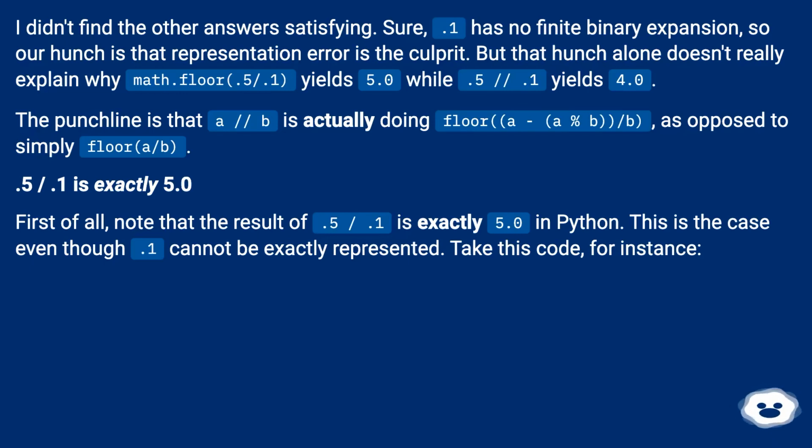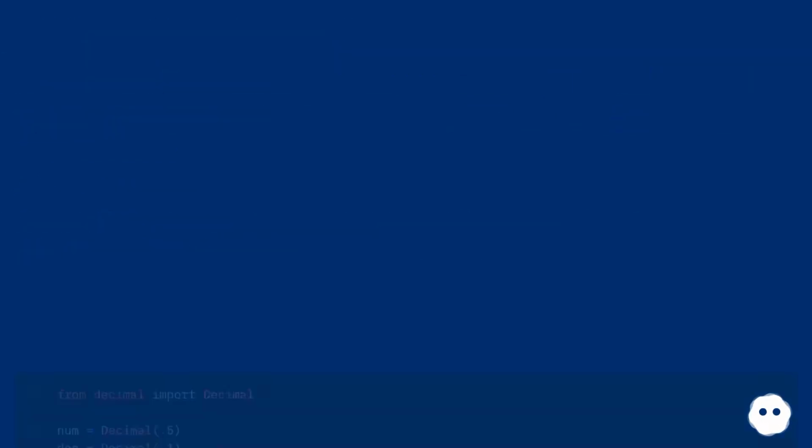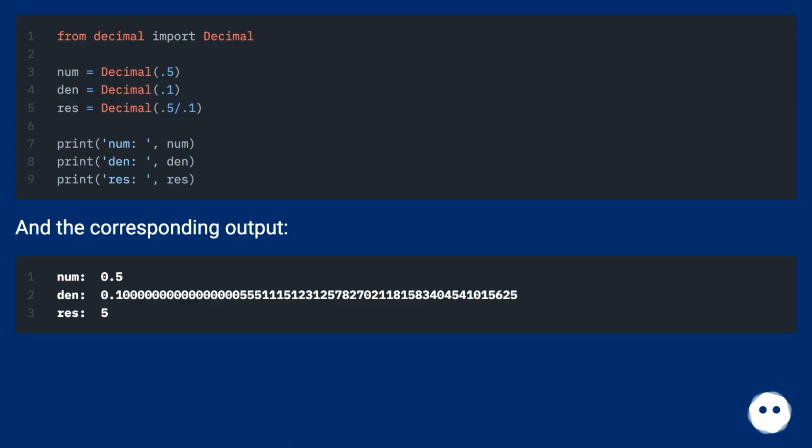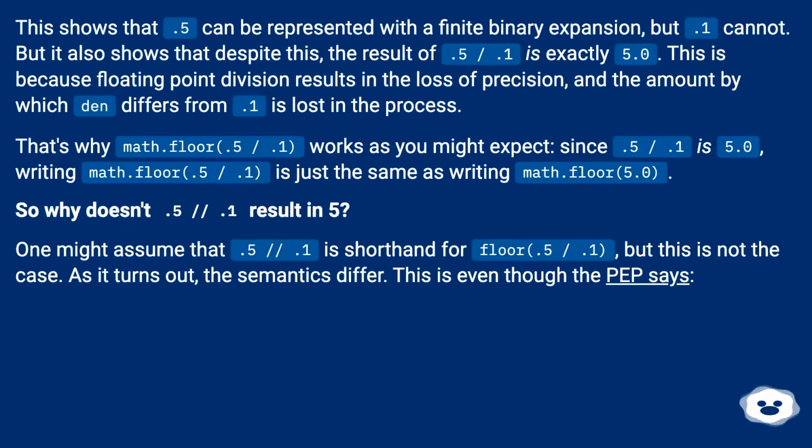Point 5 divided by point 1 is exactly 5.0. First of all, note that the result of .5/.1 is exactly 5.0 in Python. This is the case even though .1 cannot be exactly represented. Take this code, for instance. And the corresponding output. This shows that .5 can be represented with a finite binary expansion, but .1 cannot. But it also shows that despite this, the result of .5/.1 is exactly 5.0. This is because floating point division results in the loss of precision, and the amount by which the denominator differs from .1 is lost in the process.